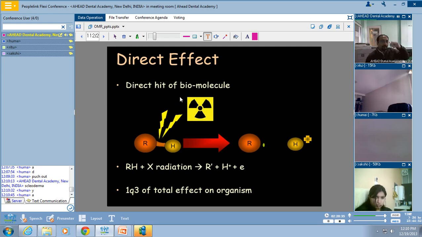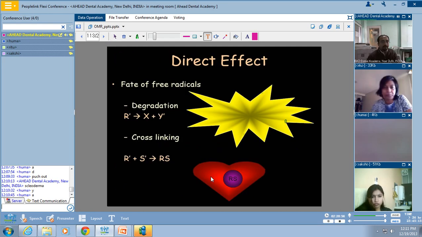The moment an X-ray strikes our body, two things happen: direct effect and indirect effect. The radiation, as you can see the yellow mark, strikes the molecule of RH and causes the formation of a radical. This radical will either combine with another radical to form a genetically altered molecule, or it will degrade to form another molecule with another radical. Is it clear, direct effect?